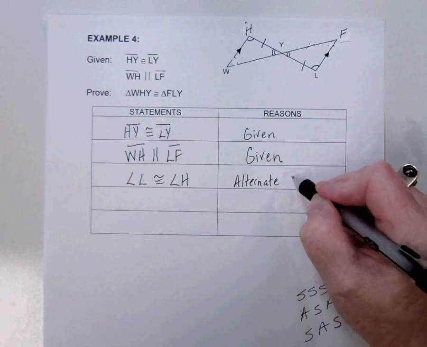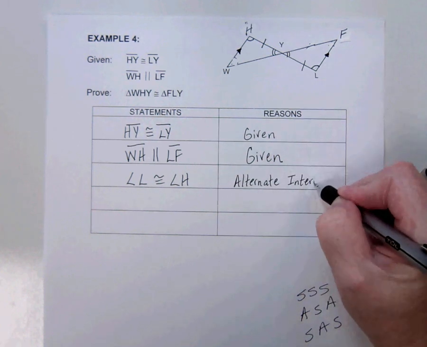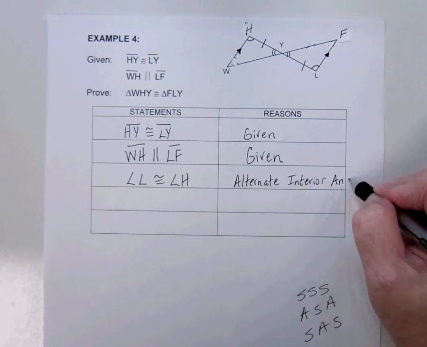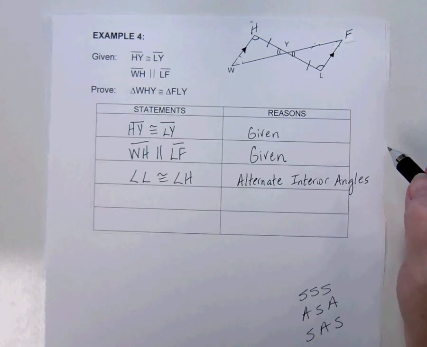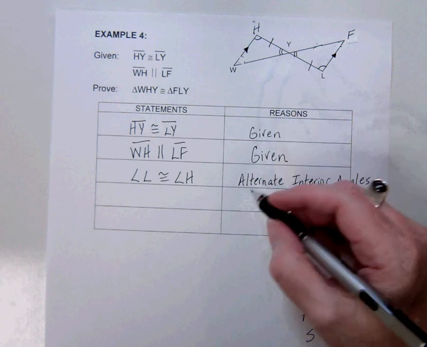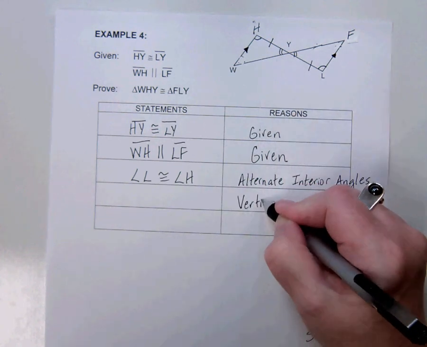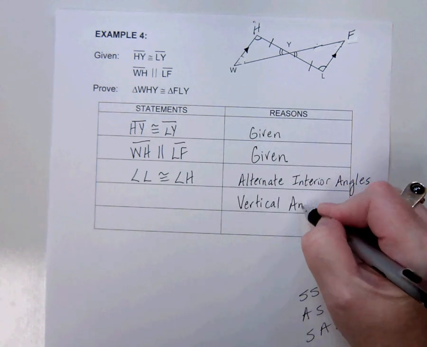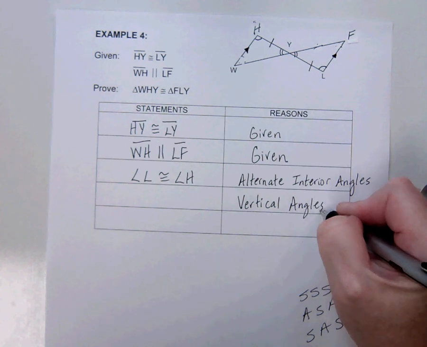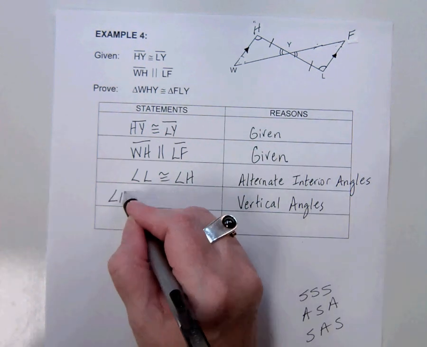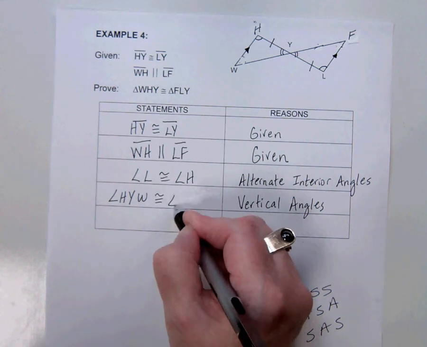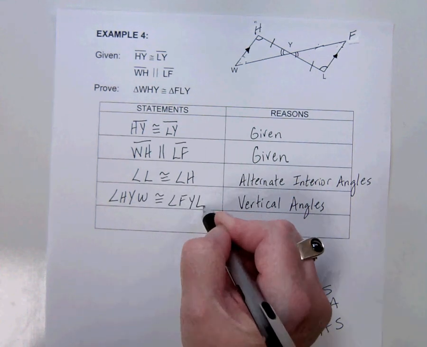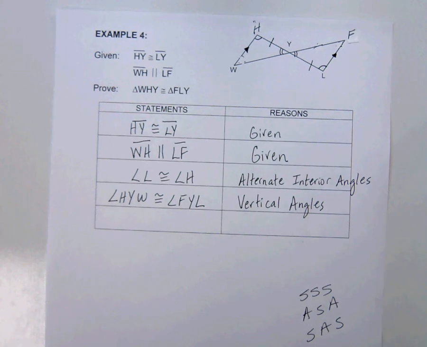I'm going to go ahead and write this one out. Interior angles. And that's what you learned when you learned about parallel lines. The one that I marked in the middle are vertical angles. The vertical angles, we do have to use 3 letters, so we're going to use HYW and FYL. That would be the 2 that are vertical angles.